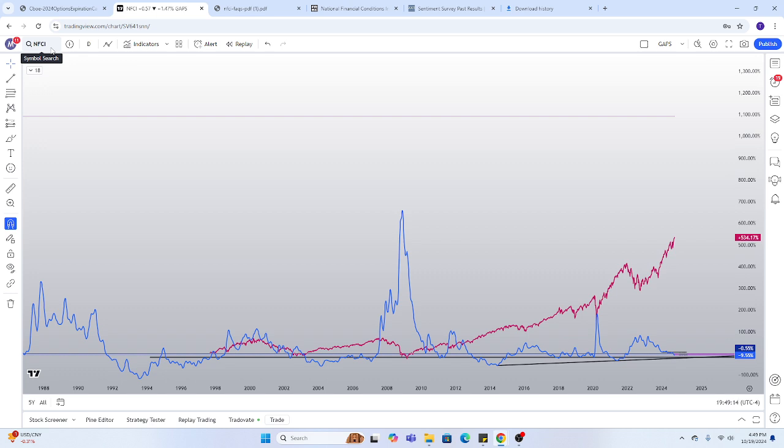Make sure it's on a weekly or it's not going to populate. So the NFCI, this is the blue line, the up and down blue line. And what I did was I transposed the ES, which is the S&P 500 for non-futures traders. The red line is the ES market.